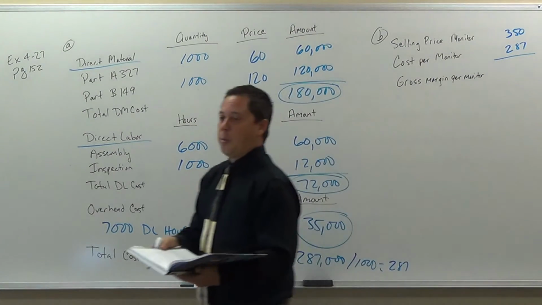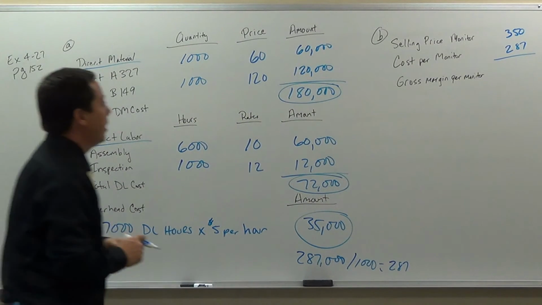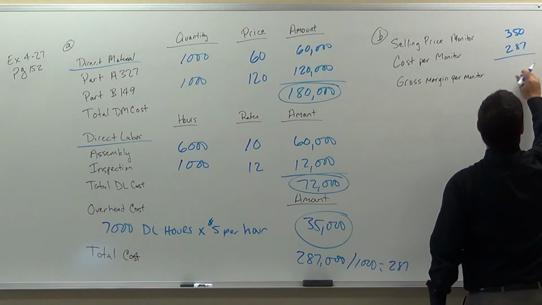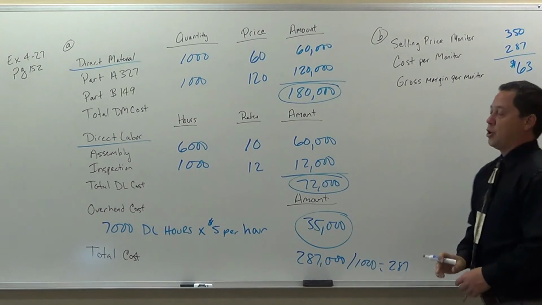So to figure out what my gross margin per monitor is, I take the 350 minus the 287, and that will give me $63 as my gross margin.